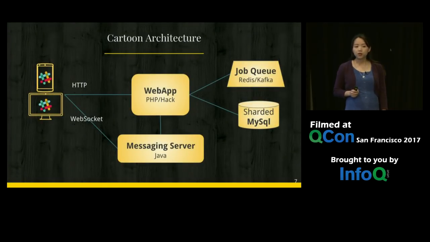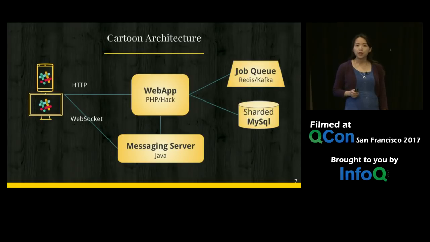This is a simplified version of Slack's architecture. Slack uses a typical LAMP stack, short for Linux, Apache, MySQL, and PHP. In the center, there is a web application. It implements all business logic of Slack. It's backed by sharded MySQL and a job queue system which executes asynchronous jobs.